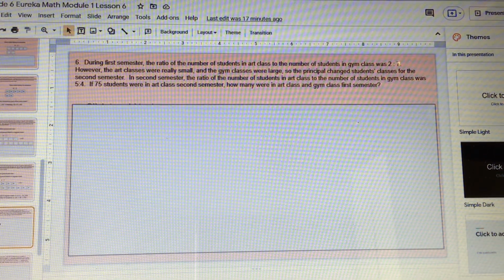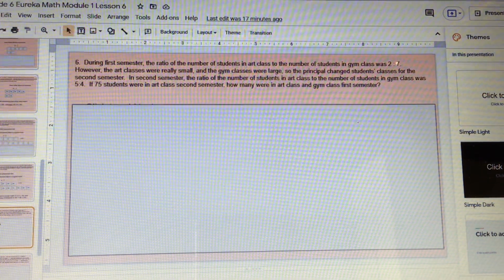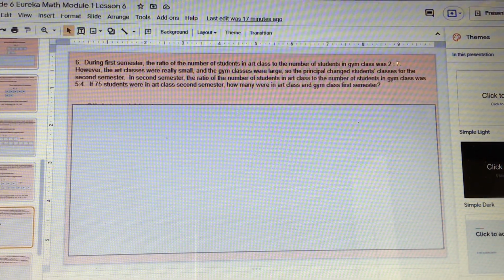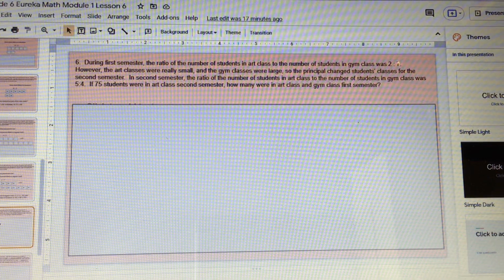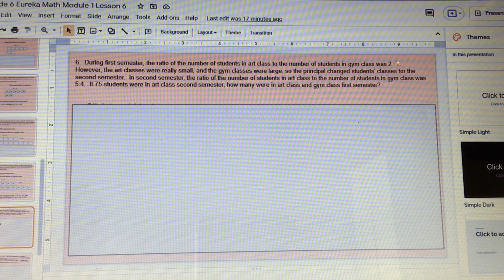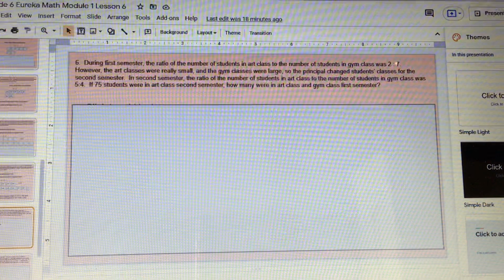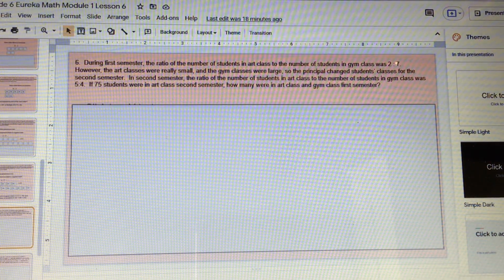During first semester, the ratio of the number of students in art class to the number of students in gym class was 2 to 7. However, the art classes were really small and the gym classes were large, so the principal changed students' classes for the second semester. In second semester, the ratio of number of students in art class to the number of students in gym class was 5 to 4. If 75 students were in the art class second semester, how many were in the art class and gym class first semester? So you're going to do that one yourself.